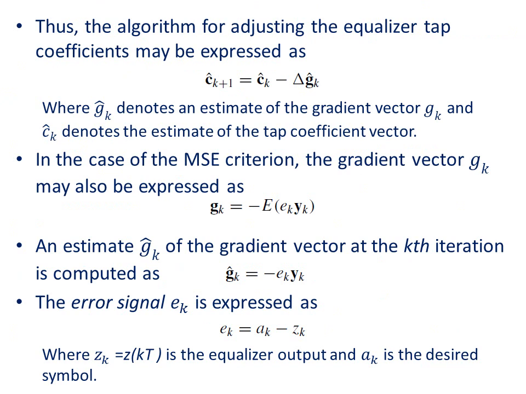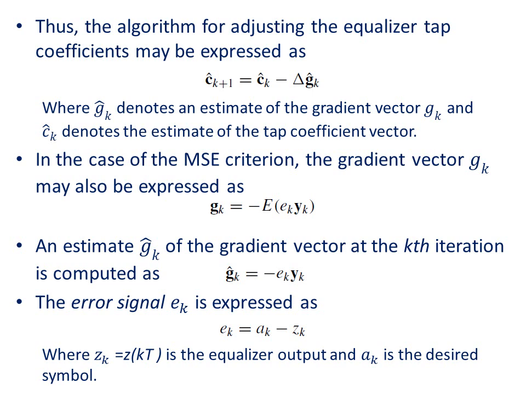Thus, the algorithm for adjusting the equalizer tap coefficients may be expressed as C_{k+1} hat is equal to C_k hat minus delta G_k hat, where G_k hat denotes an estimate of the gradient vector G_k and C_k hat denotes the estimate of the tap coefficient vector.